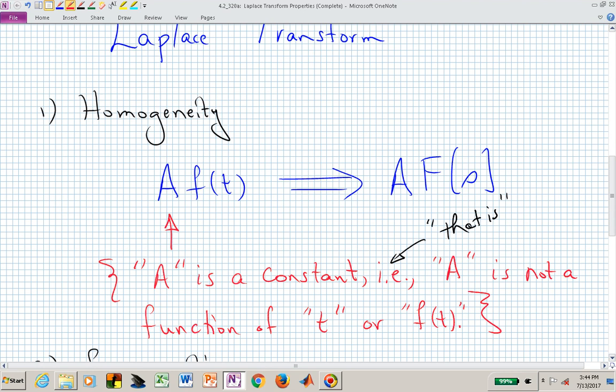As long as a is a constant, not a function of t or some scaled version of f of t, it's just a, then it factors out of the Laplace transform integral, which is integrating with respect to time. And now if we scale the original waveform in time, we scale the Laplace transform by that same amount.